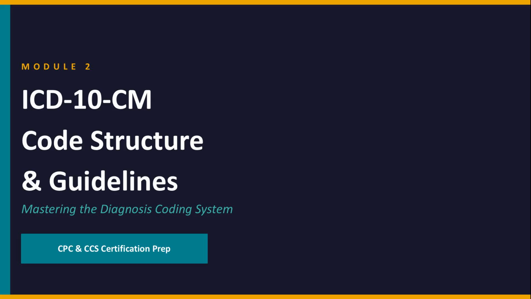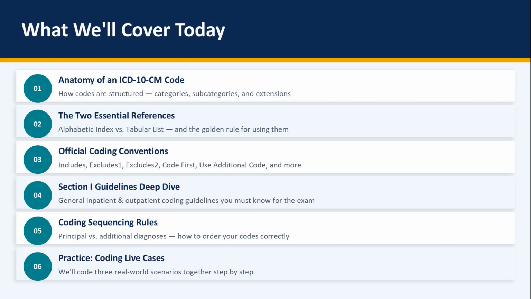ICD-10-CM can feel overwhelming at first. There are over 70,000 codes and a whole set of official guidelines that govern how you use them. But here's the good news. It's organized, it's logical, and once you understand the structure, everything else clicks into place. By the end of this module, you'll know how ICD-10-CM codes are built, how to read the tabular list and the alphabetic index, and how to apply the most critical coding conventions that appear on every certification exam. Let's get into it. Here's what we'll cover today.